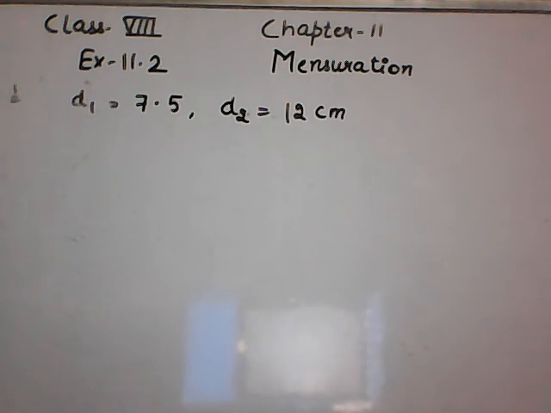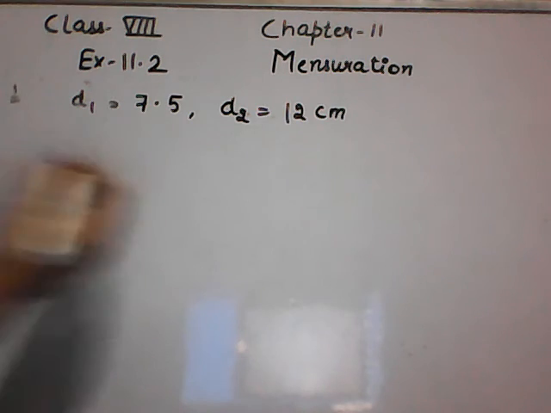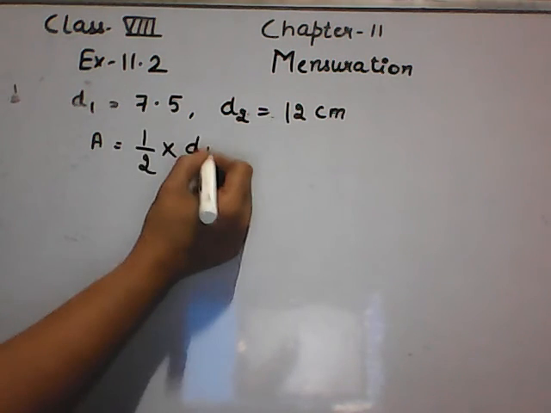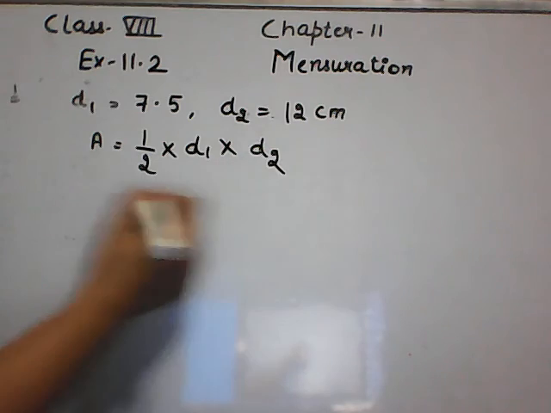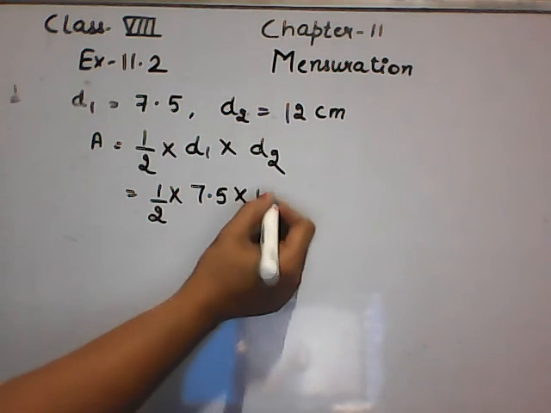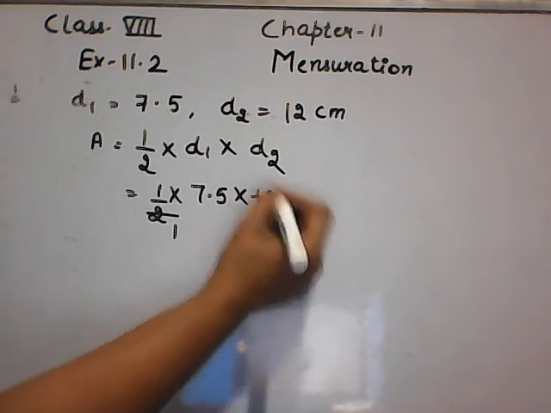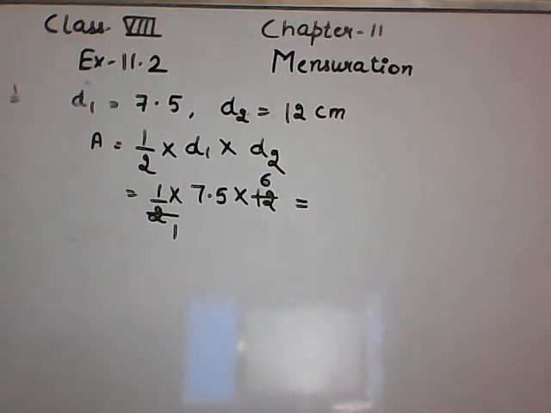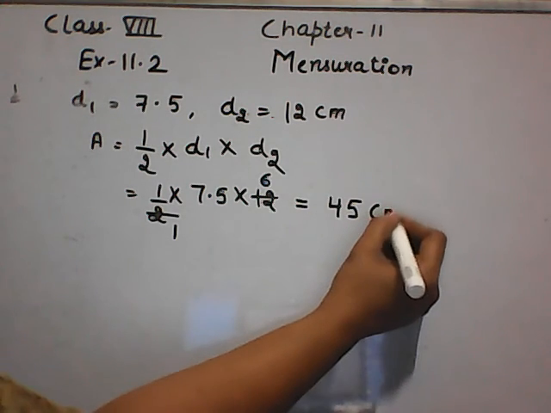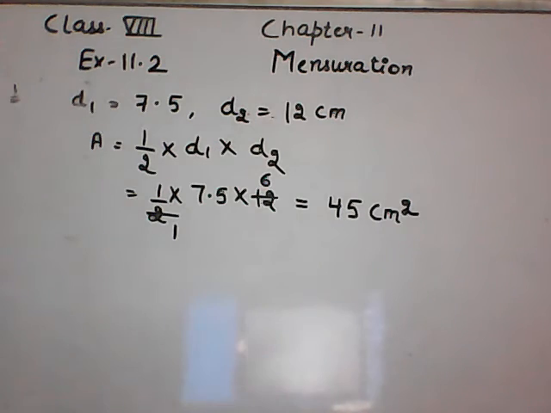We know that the area of a rhombus is 1 by 2 multiplied by diagonal 1 multiplied by diagonal 2. It is 1 by 2 multiplied by 7.5 multiplied by 12. 2 ones are 2, 2 sixes are 12, 7.5 multiplied by 6 is 45. It is 45, and the area will be in square units. Here the diagonals are given in centimeters, so the area of the rhombus will be 45 centimeters square.